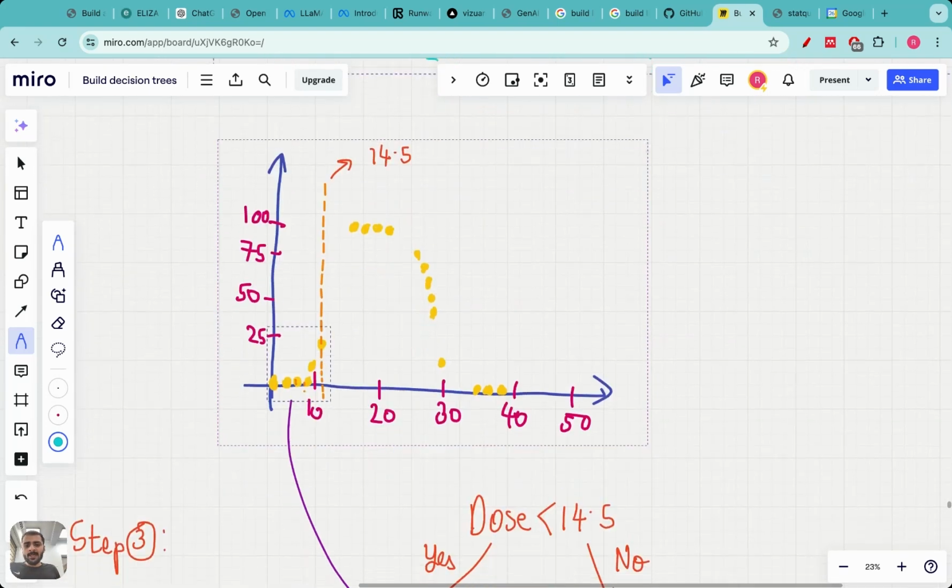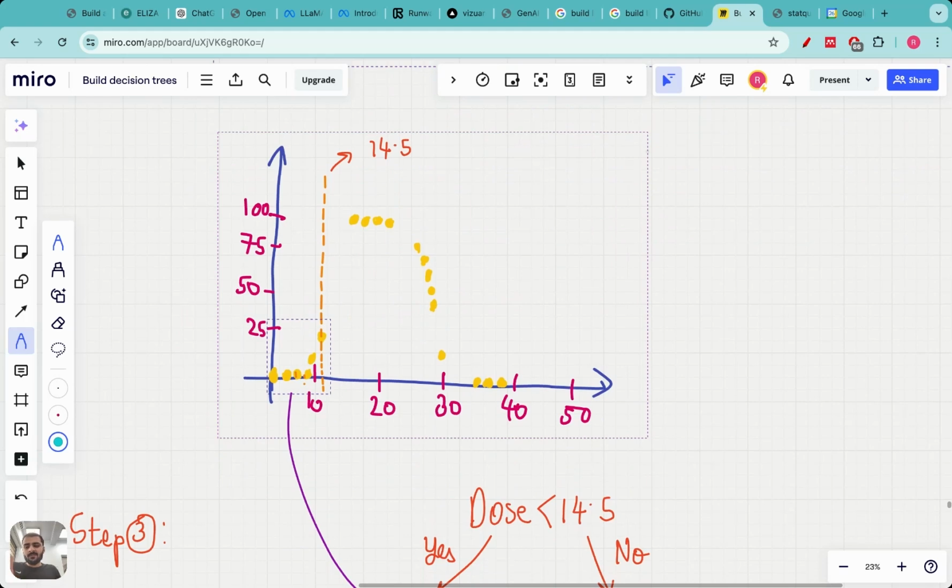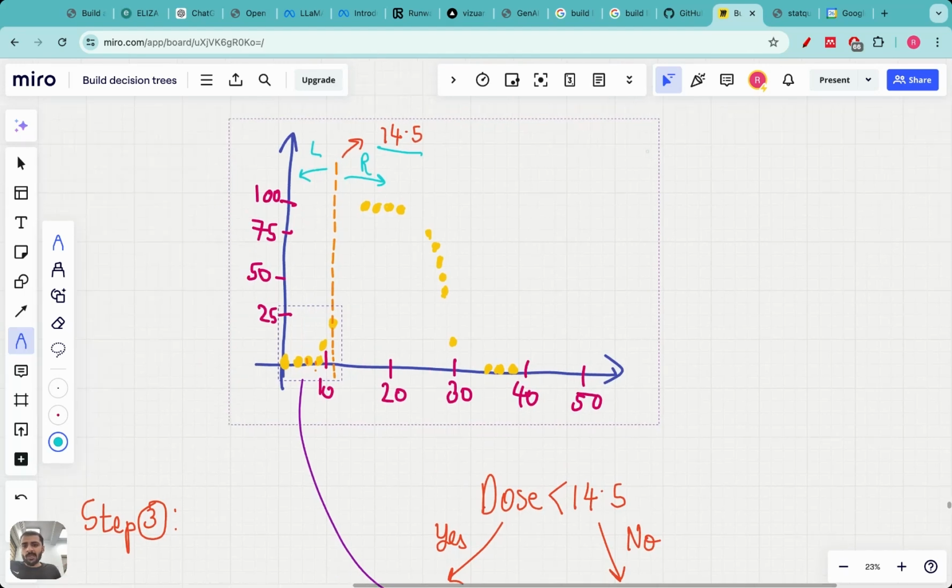Okay, so when you first split the tree based on the root node, which is dose less than 14.5, the data points get split into two halves. There is a half on the left, which I'm calling L right now, and there is a half on the right, which I'm calling R. And now we need to understand what I need to do further. So let's look at the half on the left initially.